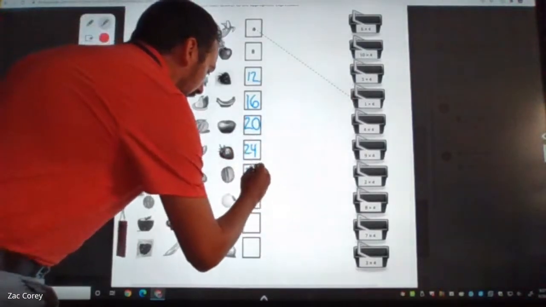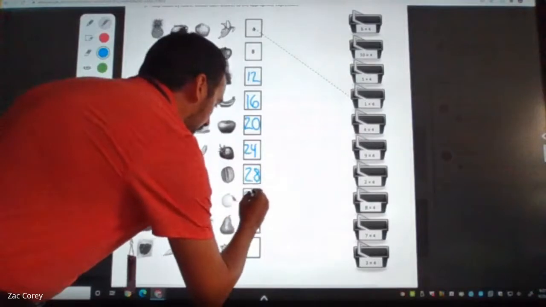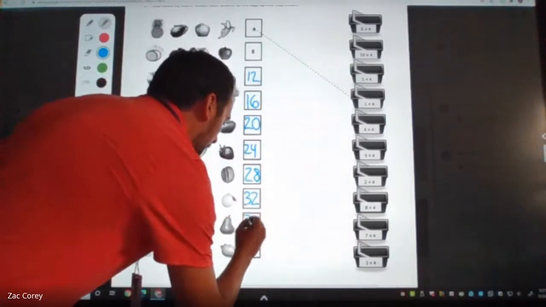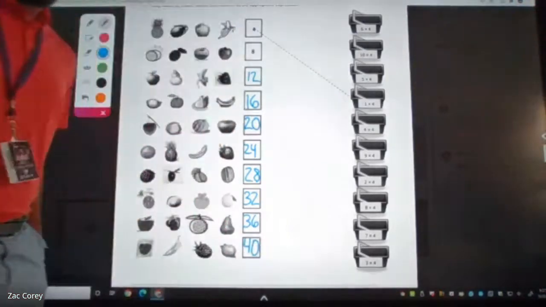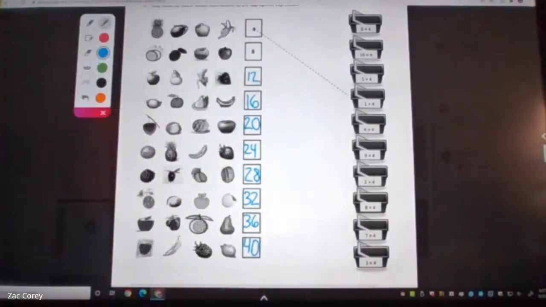28, 32, 36, 40. All right, so that's how we skip count by fours.